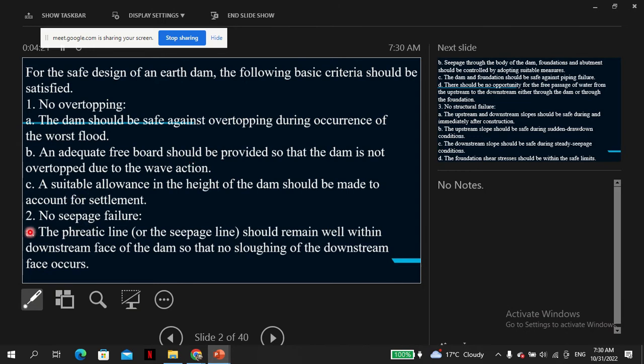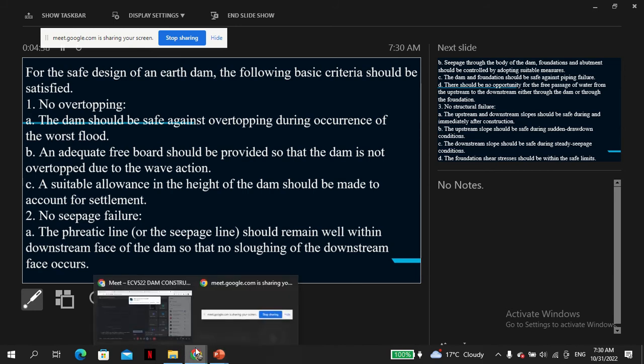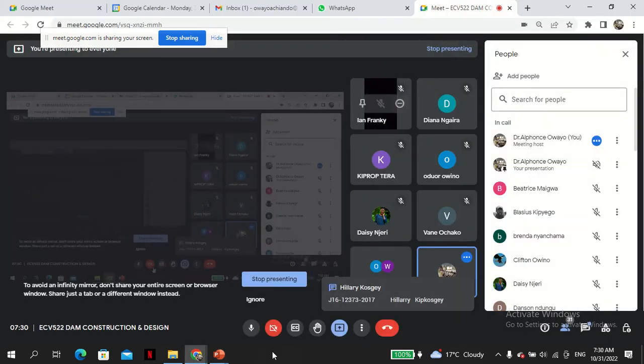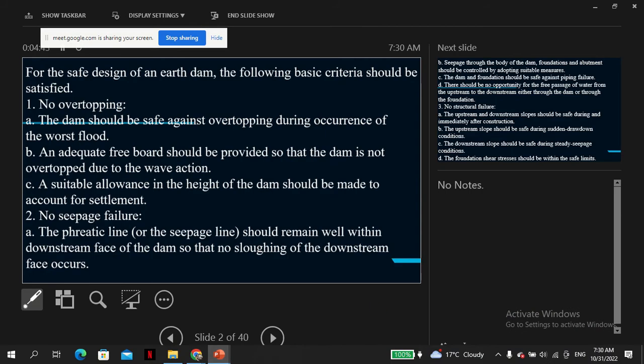Then we need to check seepage. Remember, I already talked about this, how you need to check that the seepage is not too much. First, because if the function is to impound water, then if too much seepage occurs, that means you will not be impounding any water. Number two, the flow can transform to erosion, and then you eventually will not have a dam.